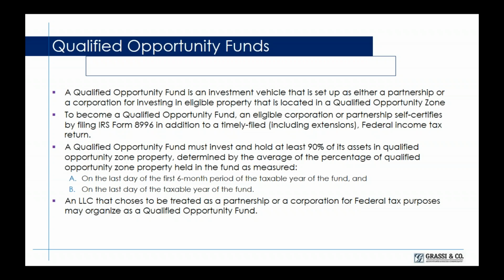The qualified opportunity fund must invest and hold at least 90% of its assets in qualified opportunity zone property, determined by an average of the percentage of qualified opportunity zone property held in the fund, measured on the last day of the first 6-month period of the taxable year of the fund, and on the last day of the taxable year of the fund. An LLC that chooses to be treated as a partnership or a corporation for federal income tax purposes may be organized as a qualified opportunity fund.